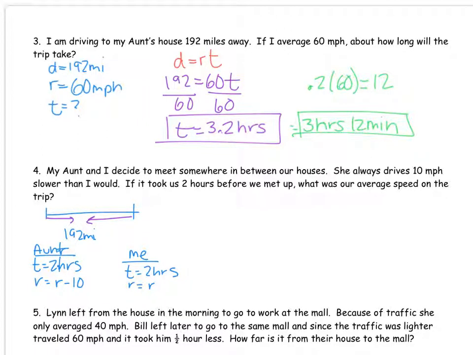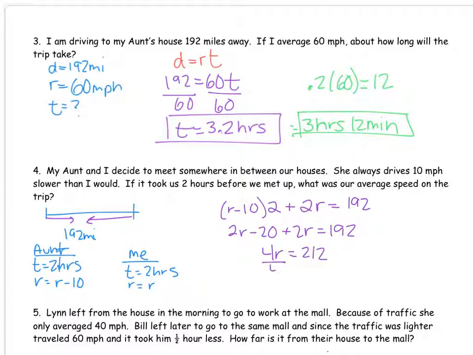Now total, you guys have traveled 192 miles. So when we write your equation, we're going to take your aunt's rate times time, because that's going to give us her distance. So (r minus 10), rate times time, which was 2 hours, plus your rate times time is going to total to your total distance here, 192 miles. So now we're just going to distribute: 2r minus 20 plus 2r is 192. Variables to one side, numbers to the other. Divide by 4. So we get that r is 53 miles per hour.